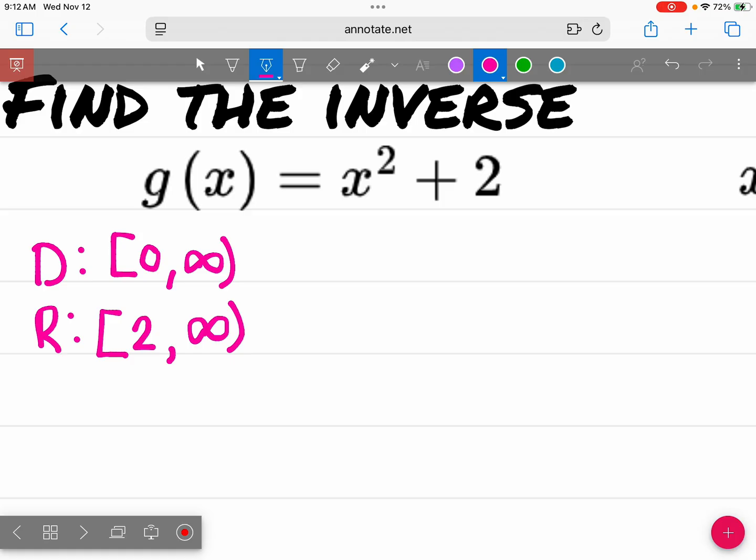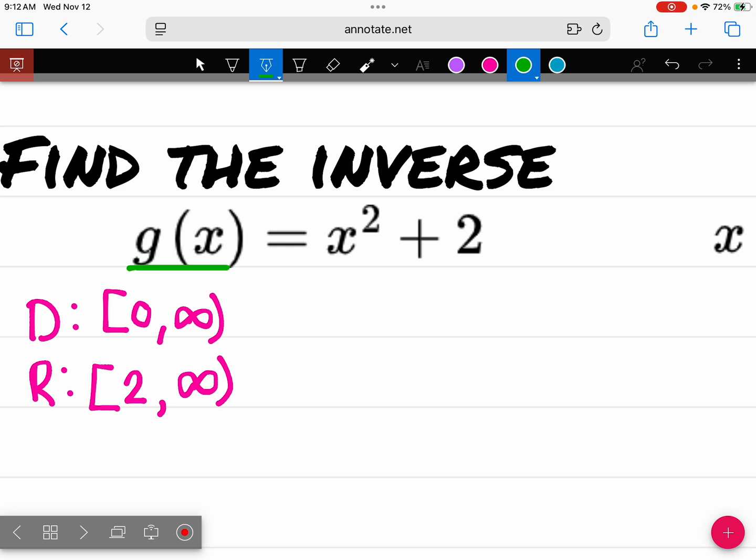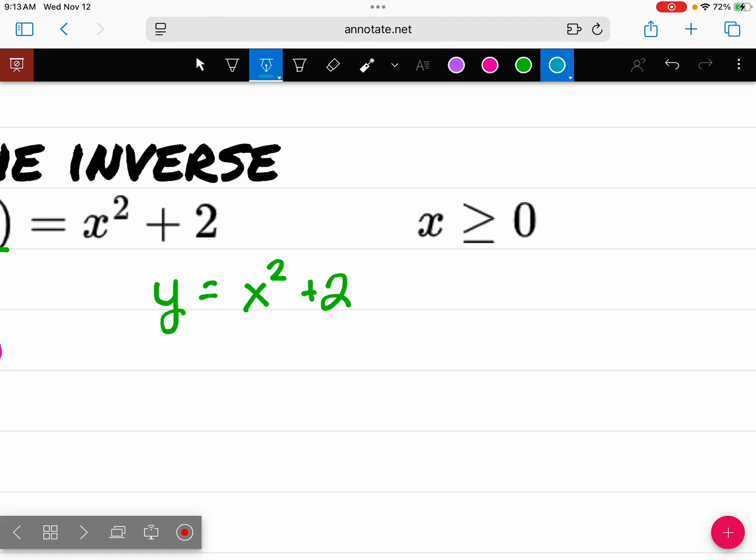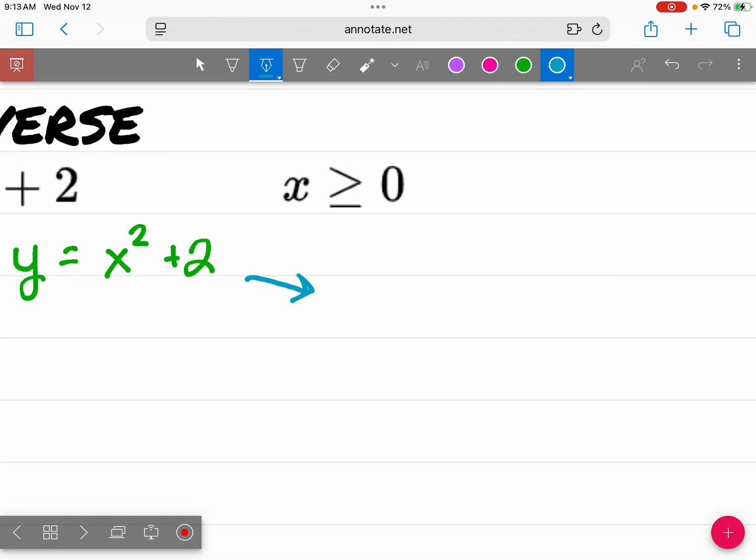So from here, I can find my domain and range of my inverse right now. I don't need to, but I could. We're going to actually find our inverse function. So first thing I'm going to do is take my g of x and switch it to be a y. y equals x squared plus 2. Then we're going to make our inverse. This is the step that makes it an inverse. I take my letter x and my letter y and we make them change places. x equals y squared plus 2. That's now the inverse.